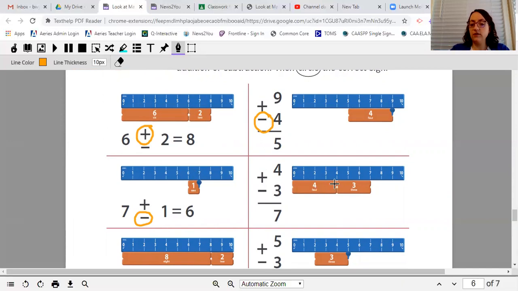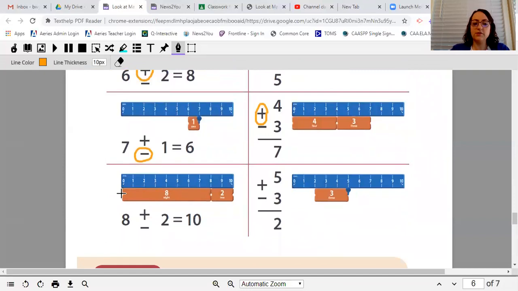And here we had 4, and it looks like there's a 3, and then all of a sudden we get to 7, which is bigger than 4. So we count up 1, 2, 3. So we're going to get a plus sign. Here, guys, we have 8, and then something happens with the 2 to get to 10. Now remember, we're getting bigger again, and we have 2 of these brownish boxes. So it looks like we're going to be using the plus sign.